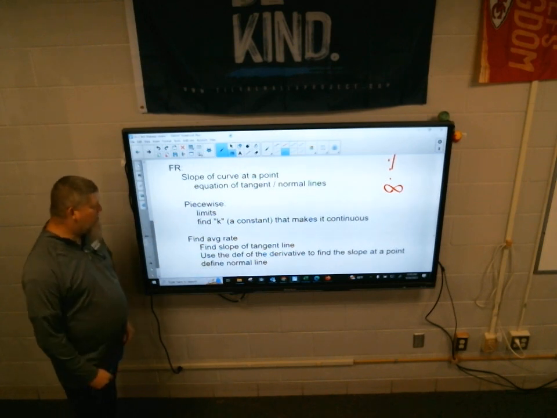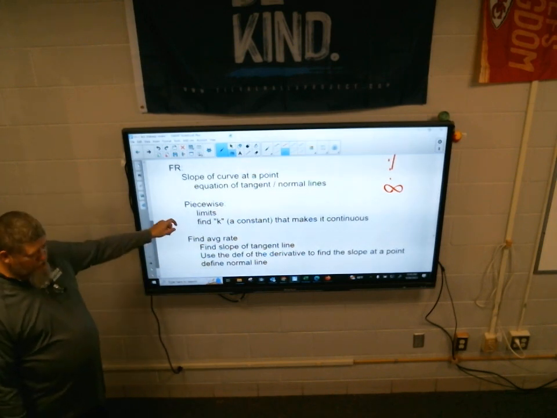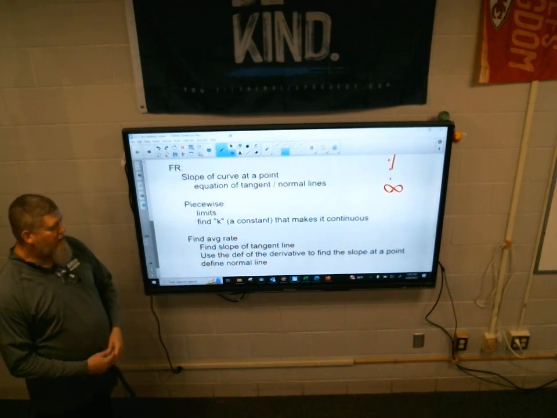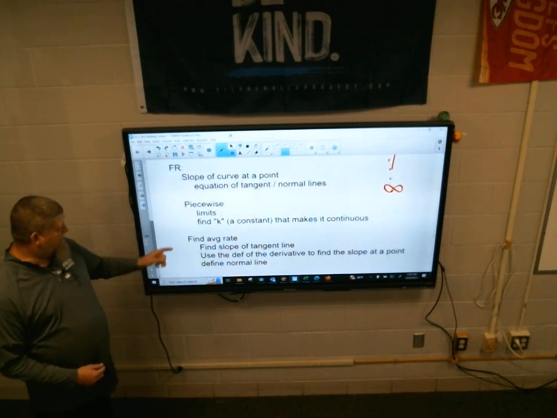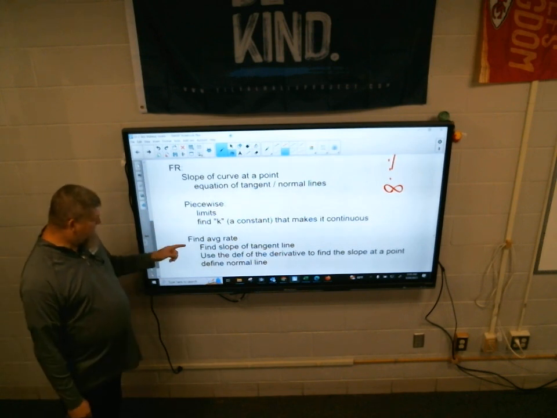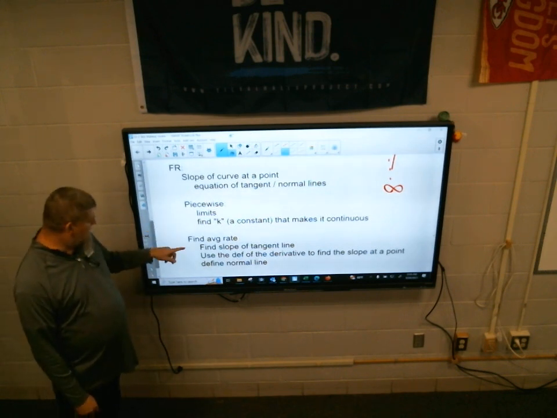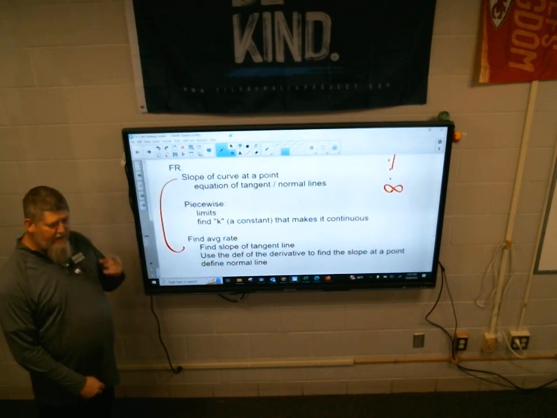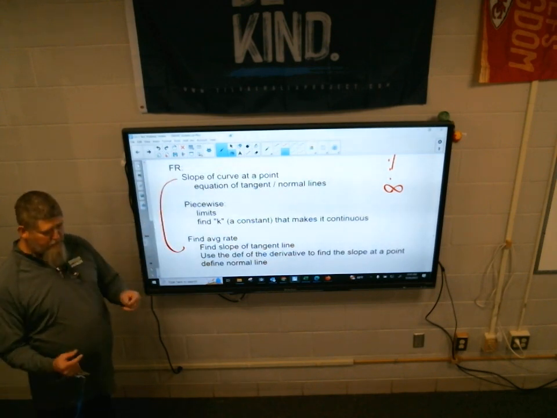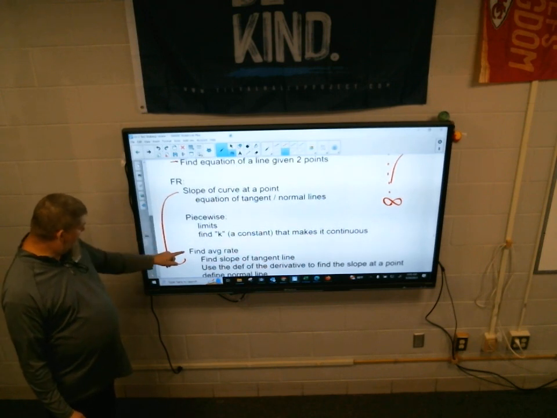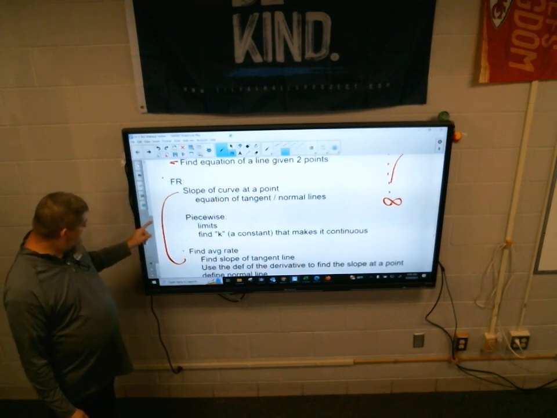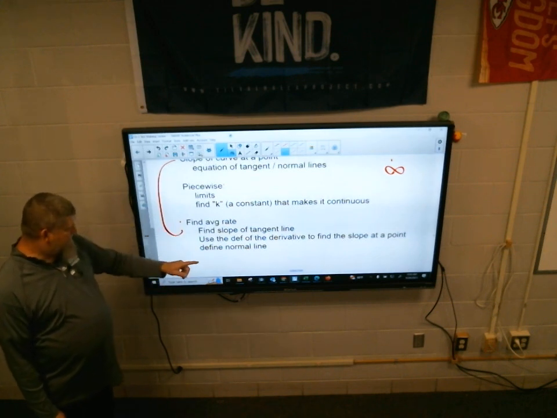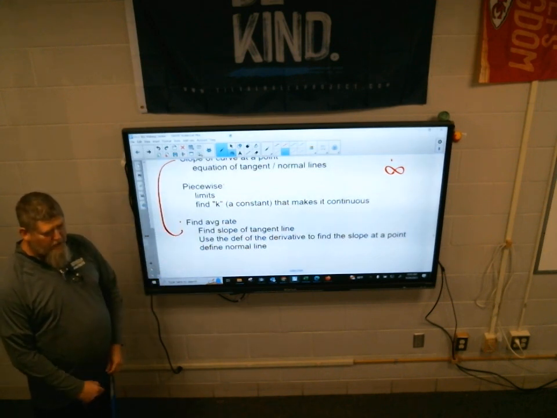Next is a piecewise function. I'll actually go over this one with an example today. Find k, or any constant, that makes it continuous. Okay, good example of that today. And then it's using the concepts from limits. And then find the exact same question. Find the average rate. That's finding the slope at 2 points. Finding the average rate is right here. Okay, and then you'll find the slope of the tangent line. To find normal, then find the normal line.